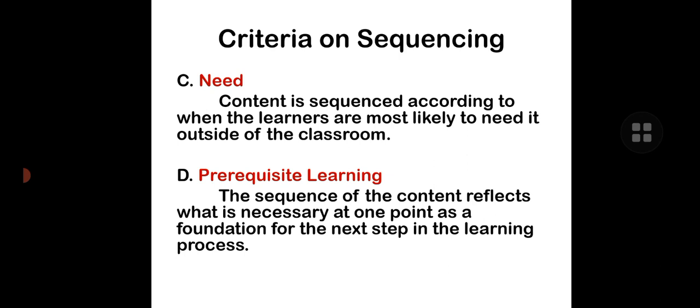C is need. Content is sequenced according to when the learners are most likely to need it outside of the classroom. D, prerequisite learning. The sequence of the content reflects what is necessary at one point as a foundation for the next step in the learning process.